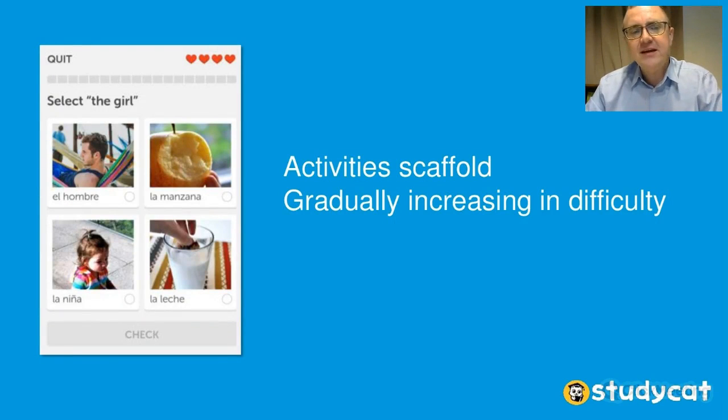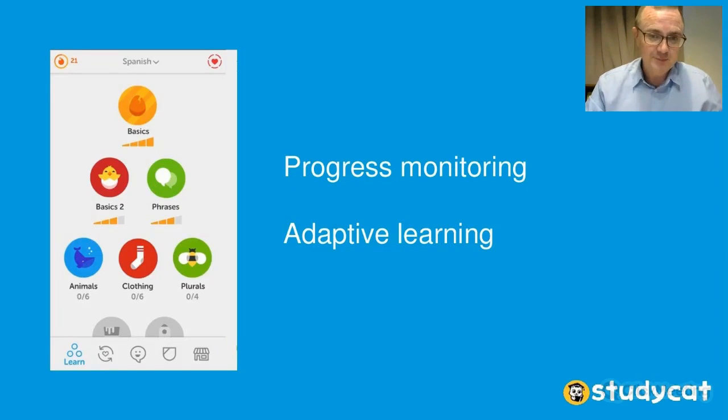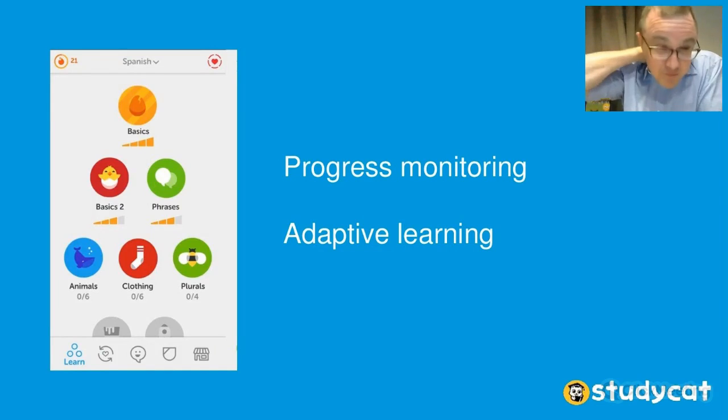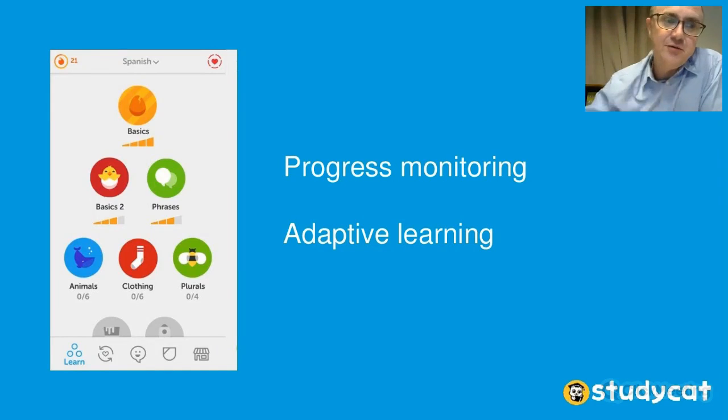Another example of this, they gradually increase in difficulty. So it's quite cool how it does that. The reason they use multiple choice is because it's good for data reporting. I think that Duolingo does a really good job at showing progress.